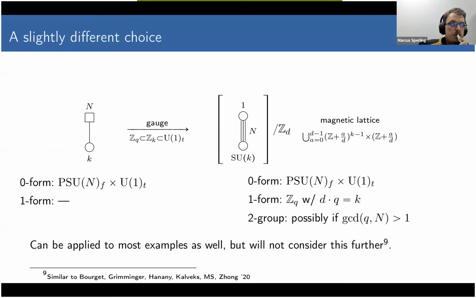Just to complete the story, there's also something else you can do. Instead of gauging something that is a multiple of the center, you can also gauge a subgroup of the center, like a ZQ inside ZK. In principle, you get the same thing: you get SU(K) and U(1) with n bifundamental hypermultiplets in between. And you need to gauge a ZD subgroup of the corresponding potential one-form symmetry.